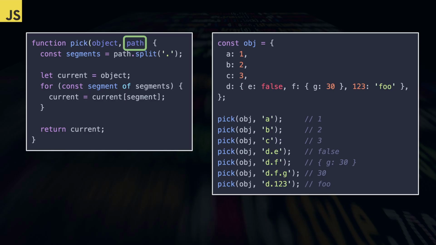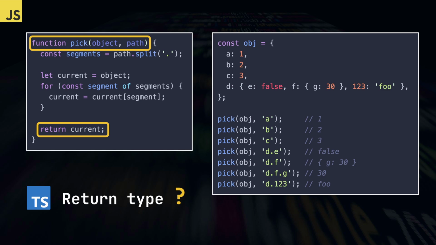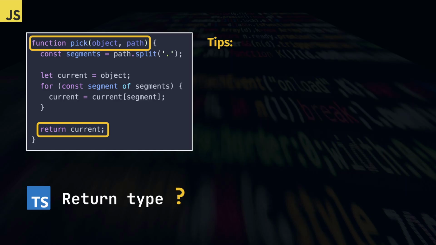Okay, so we tackled our main quest, the Path type, but we completely ignored the return type of the function pick. Because if I specify the key A, I would expect TypeScript to know that the return value is of type 1. And if I specify the key dfg, I would expect TypeScript to know it's precisely 30. I'm going to leave this as a challenge for you and share a couple of tips on how to accomplish it exactly as we did for the path.